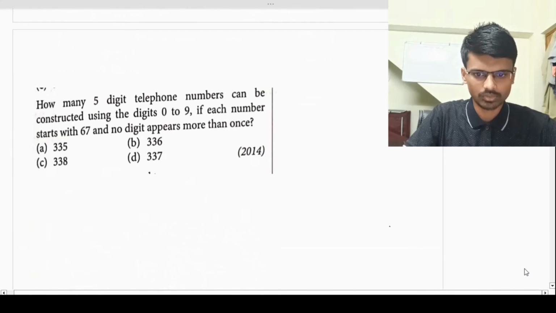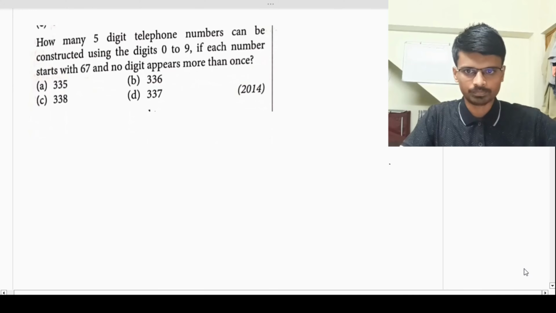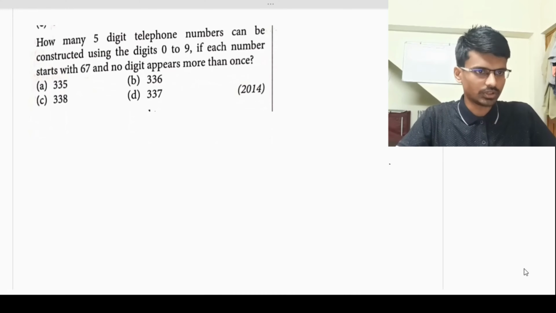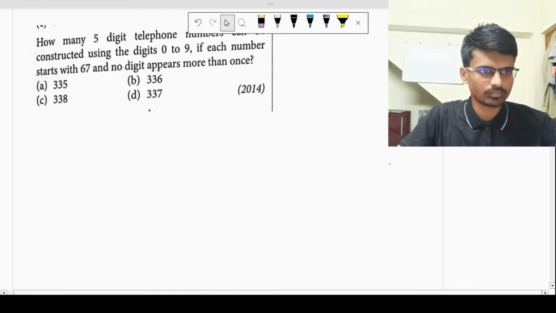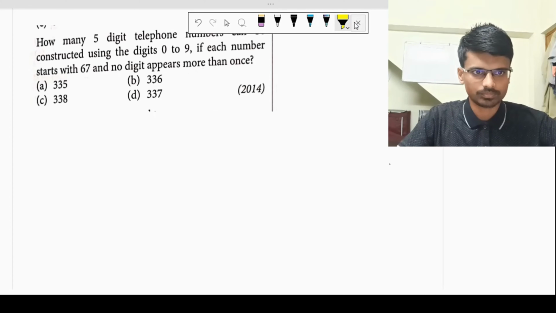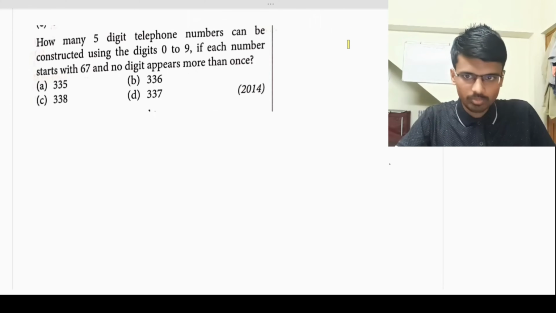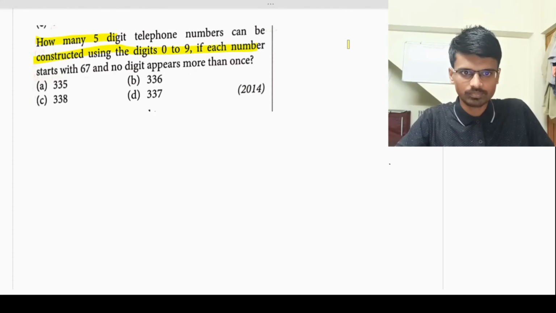So coming to the first question, let's see what the first question says. How many 5-digit telephone numbers can be constructed using the digits 0 to 9 if each number starts with 6, 7 and no digit appears more than once?